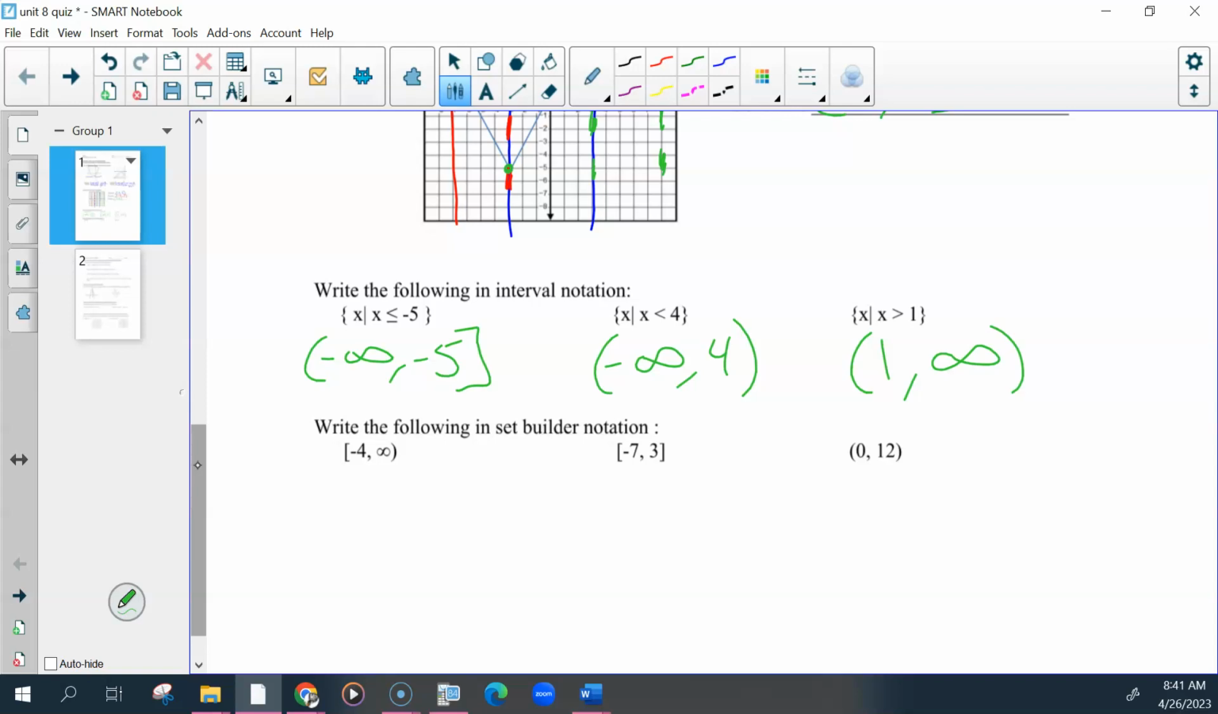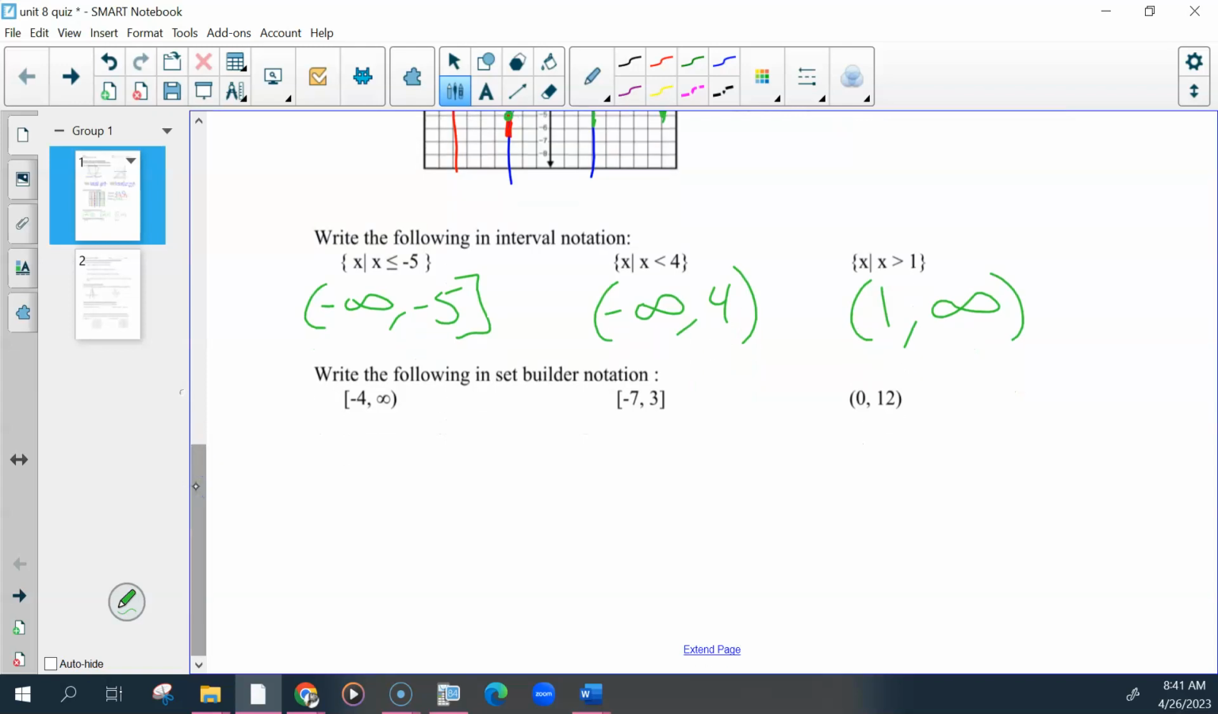Okay. For the last ones, so this one, you could have compared it to the ones that you had. If it starts at negative 4, it's going to look something like this. But it's a bracket, so it has to be equal to. x is greater than or equal to negative 4. Some of you did it like this. I accepted both. So either way is fine.